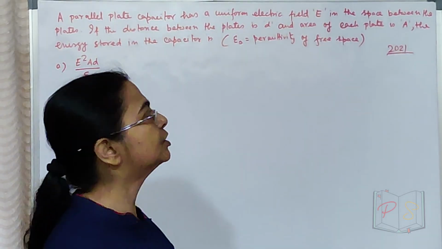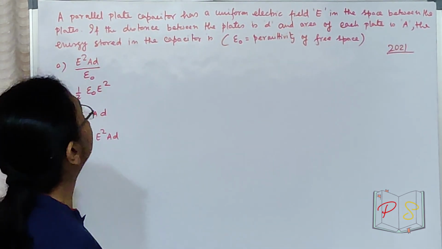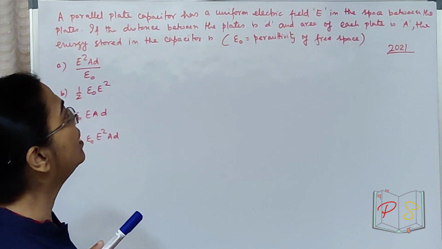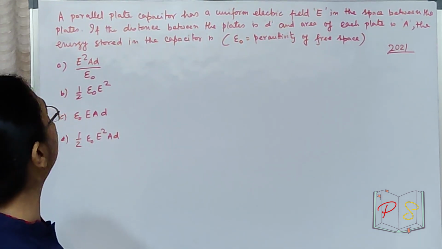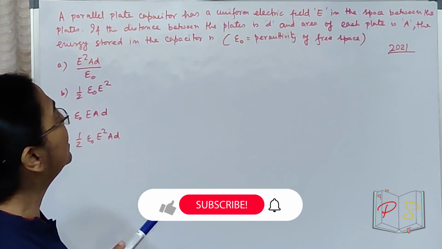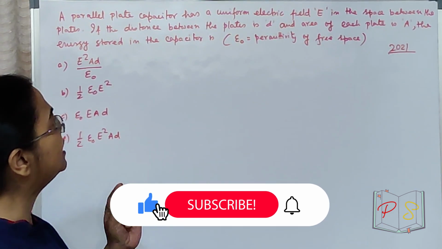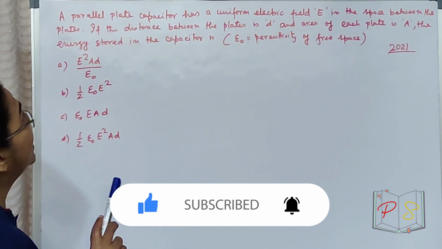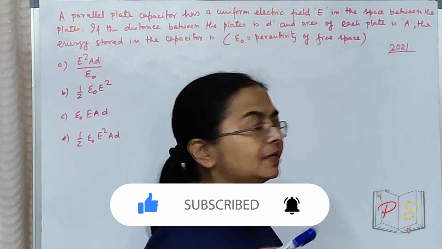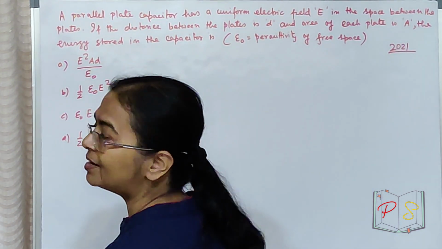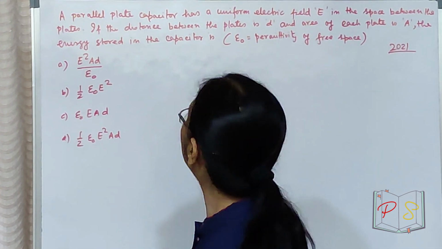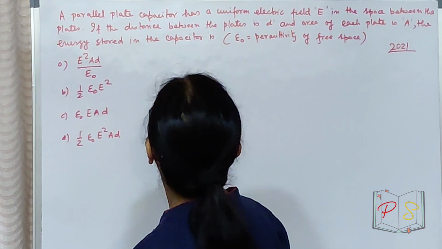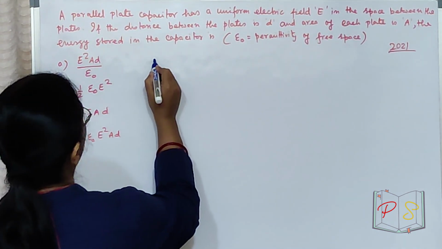Let's consider this question, 2031. A parallel plate capacitor has a uniform electric field E in the space between the plates. If the distance between the plates is D and the area of each plate is capital A, the energy stored in the capacitor is... epsilon naught is given as permittivity in free space. So they have asked the energy stored, U.